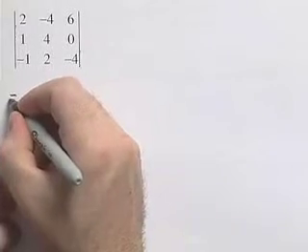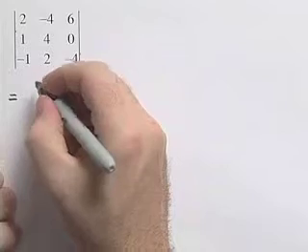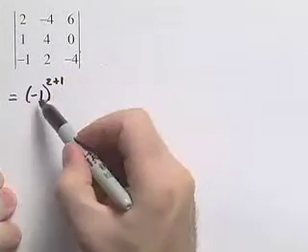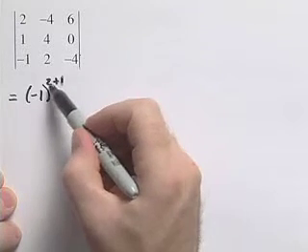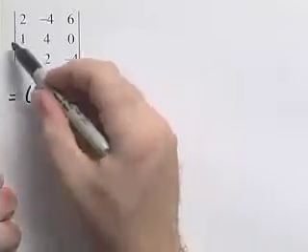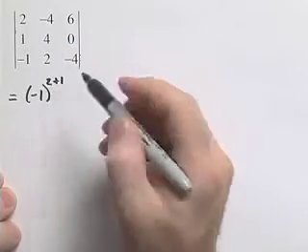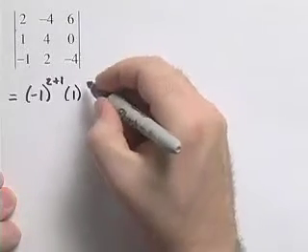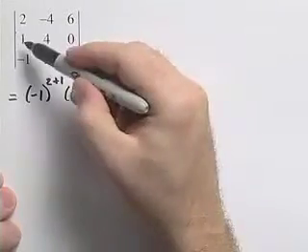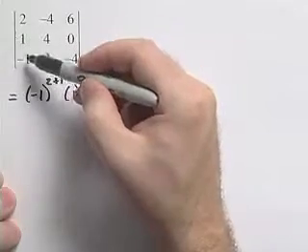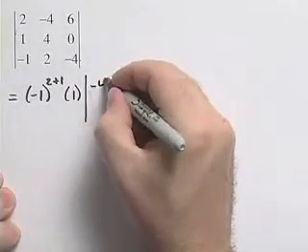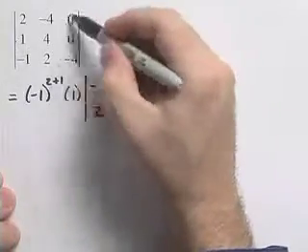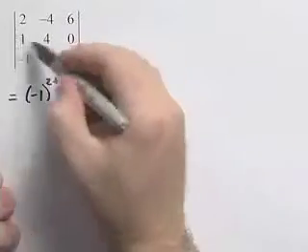When we expand across the second row, we're going to get negative 1 to the 2 plus 1 power. Remember that the power on negative 1 is equal to the sum of the row and column entries. So we're in row 2, column 1 here, so we have 2 plus 1. And the entry is 1. Then we need our minor determinant. Since we are using row 2, column 1, our minor will be negative 4, 6, 2, negative 4. Use the remaining entries if we ignore row 2 and column 1.